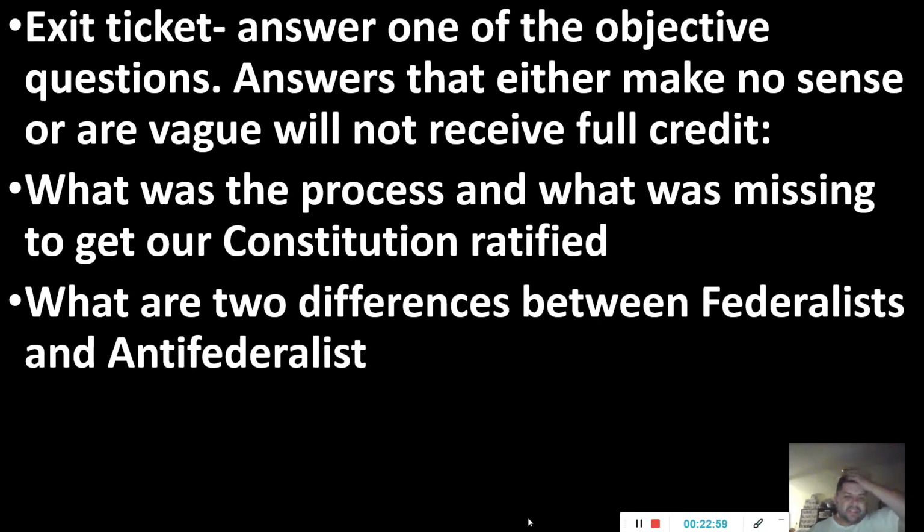All right, so here are your exit ticket questions. Okay, remember, do not write down, one thing I learned today was, that's not the question. These are the questions. All right. What was the process and what was missing to getting our Constitution ratified? So how did it happen that they got our Constitution ratified, and what was missing? The second thing is, what are two differences between Federalist and Anti-Federalist? All right, so if you need to pause the video and go back, do it. Okay, but other than that, that's it for this lesson.